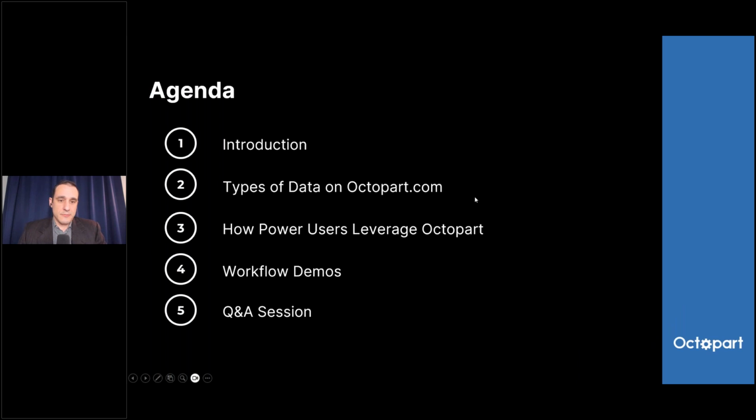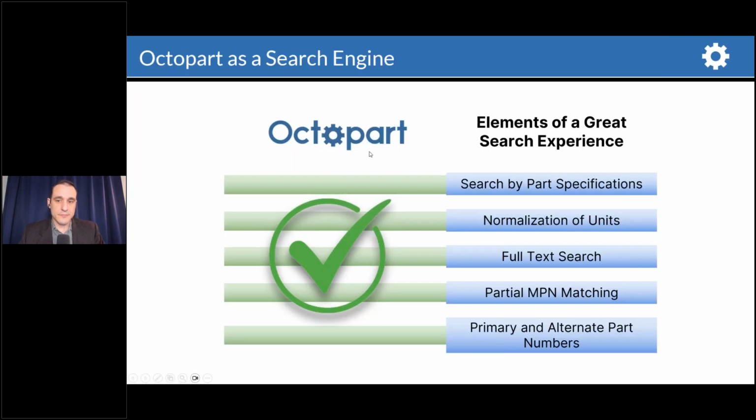So here's our agenda. First thing we're going to do is look at the types of data on Octopart, and I want to delve into how power users leverage Octopart. We're also going to do a demo that shows some of these workflows that power users are implementing in order to leverage Octopart's data set. And then we will get into a Q&A session. So let's go ahead and jump in.